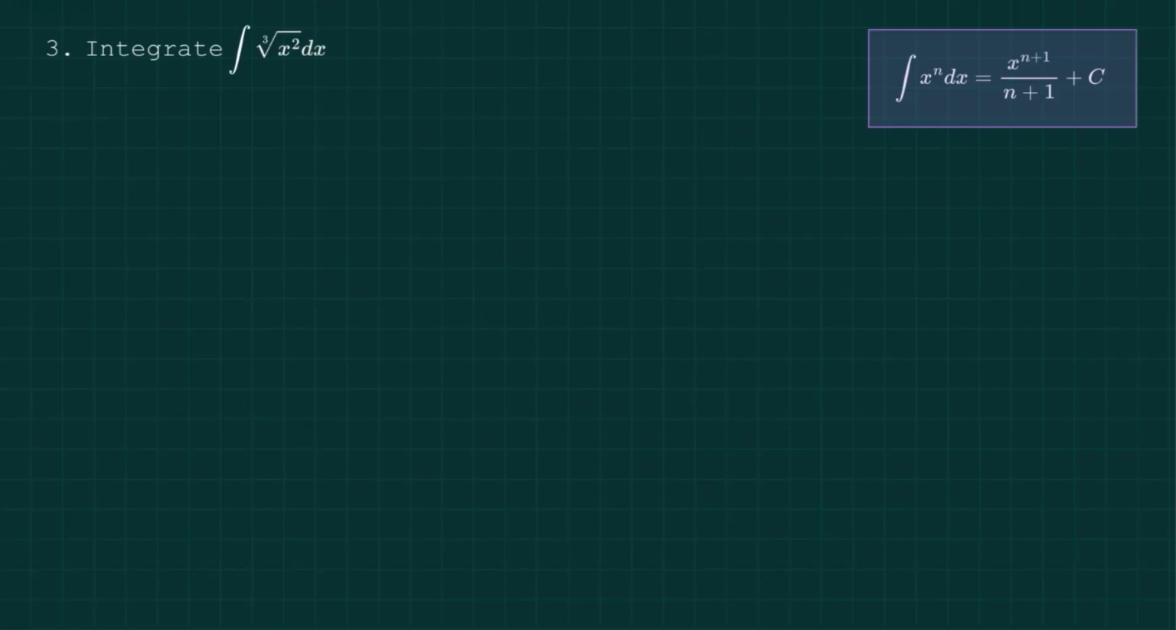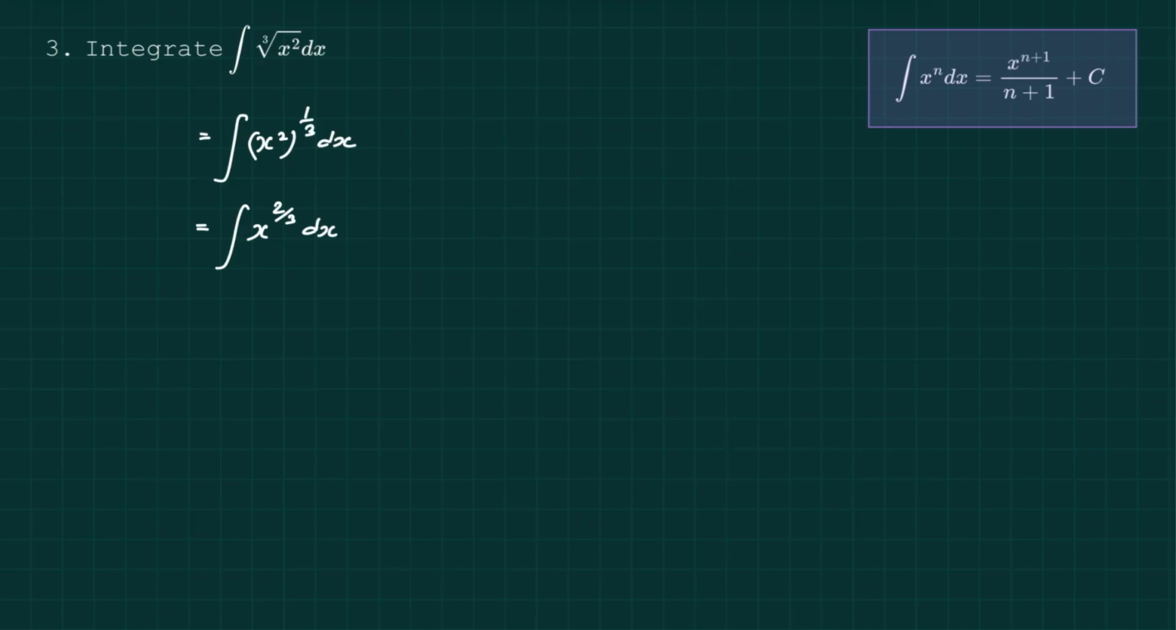Question number 3. Integrate cube root of x square. Here this function can be written as x square to the power 1 by 3 dx, which equals the integration of x to the power 2 by 3 dx. Here the value of n is 2 by 3.